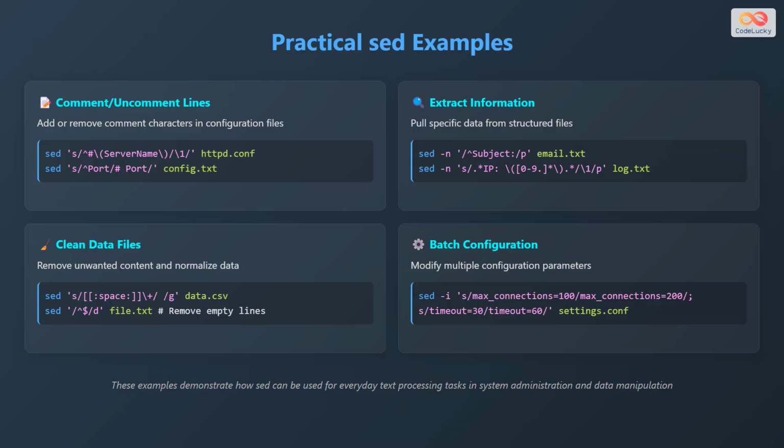To clean data files, sed 's/ \+/ /g' data.csv replaces multiple spaces with a single space, and sed '/^$/d' file.txt removes empty lines. For batch configuration, you can use sed -i 's/max_connections=100/max_connections=200/; s/timeout=30/timeout=60/' settings.conf to modify multiple settings in a configuration file. These examples show how sed can be used for many text processing tasks.